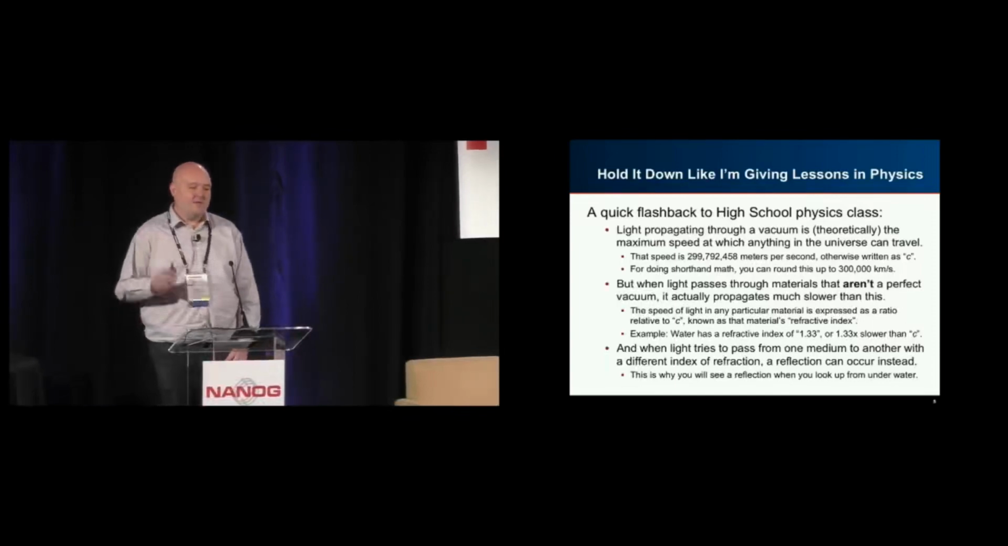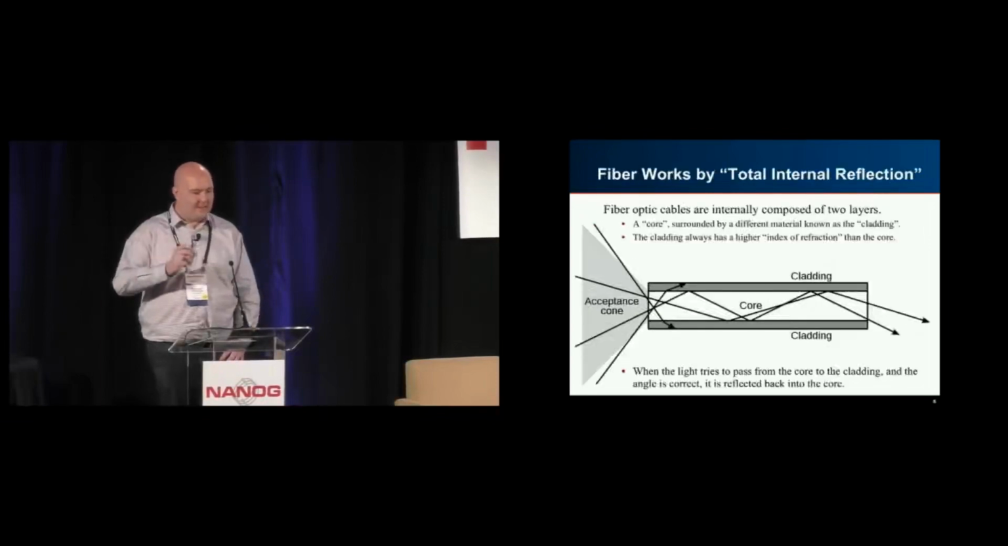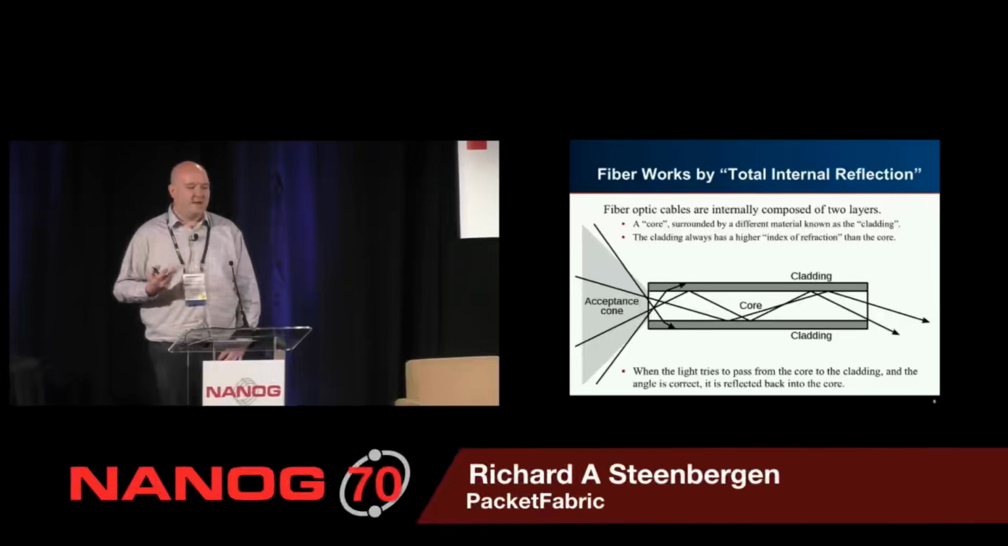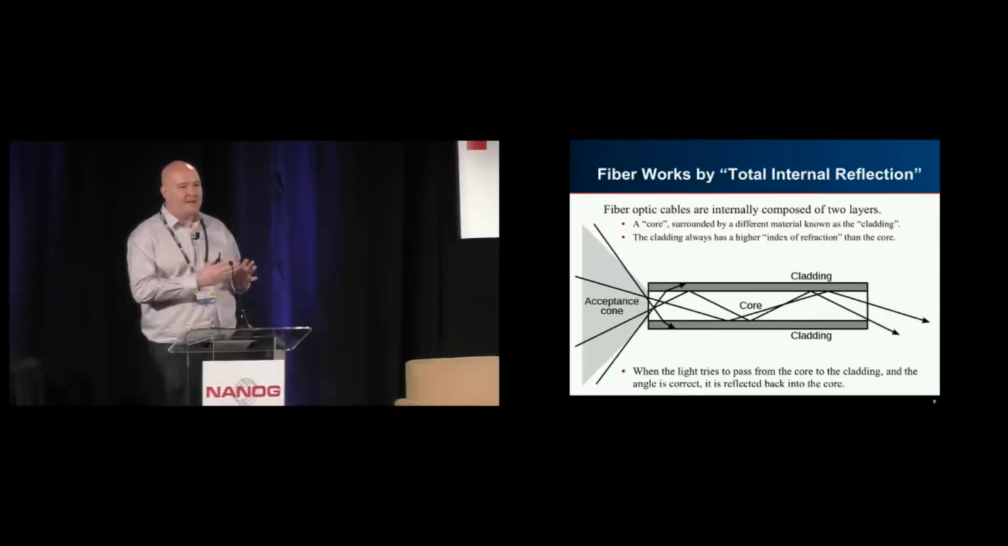So what happens when light tries to pass from one medium to another with a different index of refraction is that you get a reflection instead. So if you've ever looked underwater, you've looked up and you've seen a reflection down, that's what you're seeing. So it works like this. It's a principle called total internal reflection. Inside your fiber, you actually have two different types of glass. You have a core and a cladding, and they have different refractive indexes. So what happens is when the light comes in and it tries to leave the core, hit the cladding, the different index of refraction causes it to be reflected back.